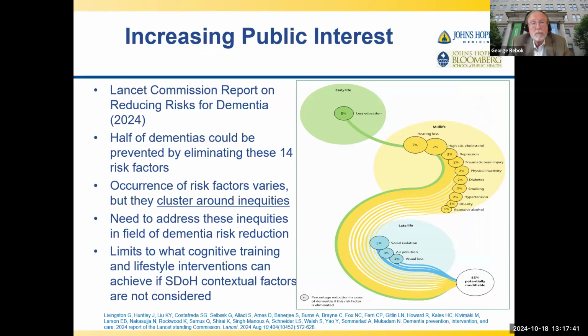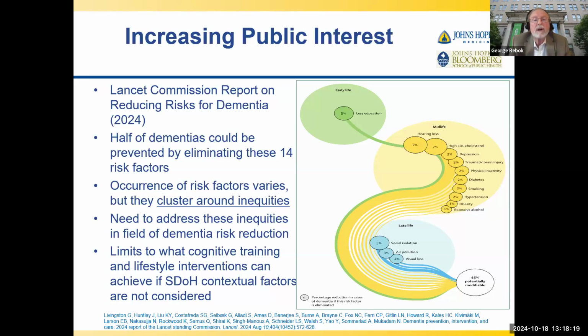The Lancet Commission recently published their latest in a series of reports. And in theory, they say that at least half of dementias could be prevented or delayed by eliminating 14 risk factors that you see on the right-hand side of the slide. They added vision loss, as I mentioned, and high LDL cholesterol this time. The occurrence of these risk factors varies across individuals, different areas of the country, and across countries, but they tend to cluster around inequities. And we really need to address these inequities in the field of dementia risk reduction.